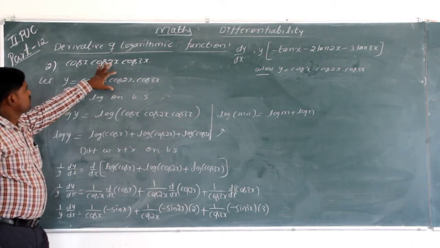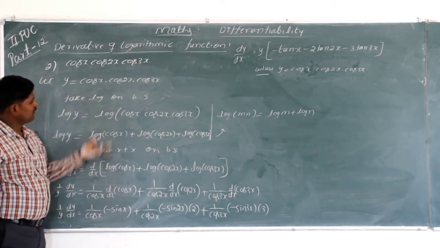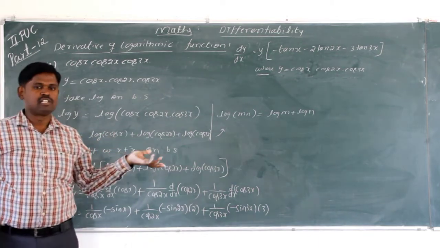So here we are going to use logarithmic differentiation. Why? Because it is the product of 2 or more terms. Therefore we are going to use the logarithmic differentiation. Then it is very easy.